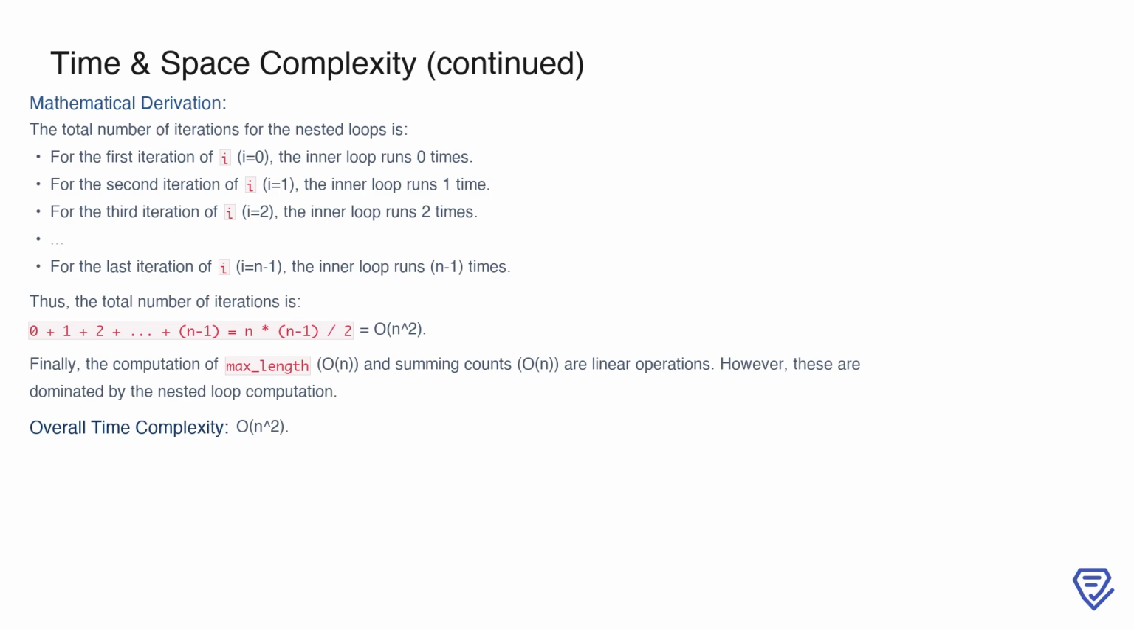If we sum the iterations across all values of i, we get a series 0 plus 1 plus 2 plus up to n-1. Using the formula for the sum of the first n-1 integers, this evaluates to n*(n-1)/2, which simplifies to O(n squared). Additional operations like computing the maximum length of the subsequence and summing the counts both require O(n) time, but these are negligible compared to the n squared contribution from the nested loops. Therefore, the overall time complexity of the solution is O(n squared).